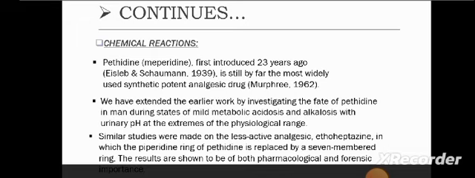We will move forward in the section of chemistry to the chemical reaction, but before that, let's talk about some of its history. Pethidine was first introduced 23 years ago, and is still by far the most widely used synthetic potent analgesic drug. We have studied the early work by investigating the fate of pethidine in men during a state of mild metabolic acidosis.